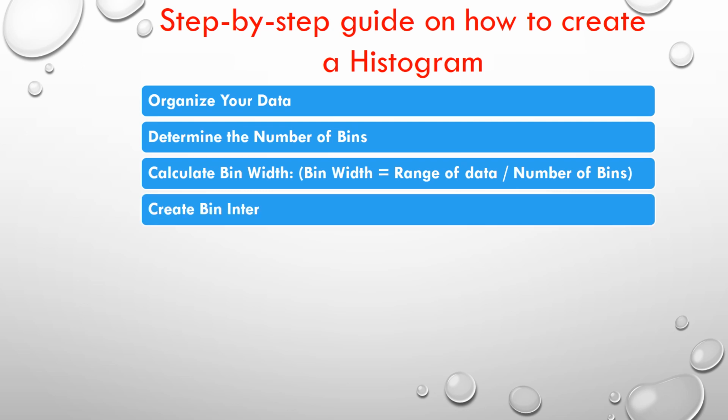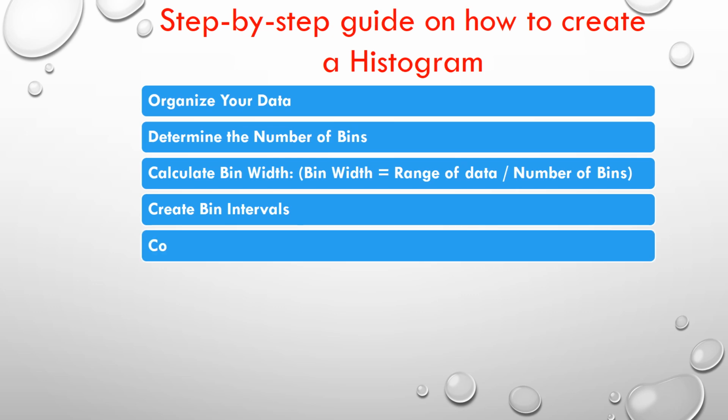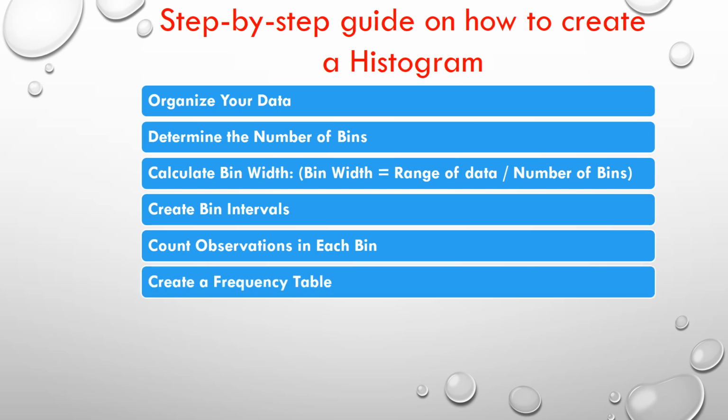Then create bin intervals. Define the intervals for your bins based on the bin width. The first bin should start at the minimum value of your data, and subsequent bins follow at regular intervals. Then count observations in each bin. Count the number of data points that fall into each bin. This is the frequency or count for each interval. Then create a frequency table. Organize your counts into a frequency table, listing the bin intervals and their corresponding frequencies.